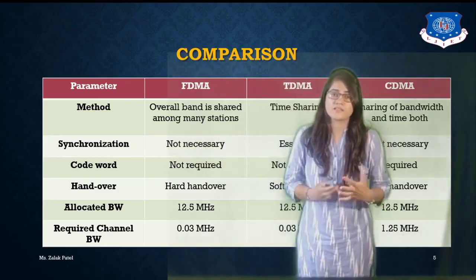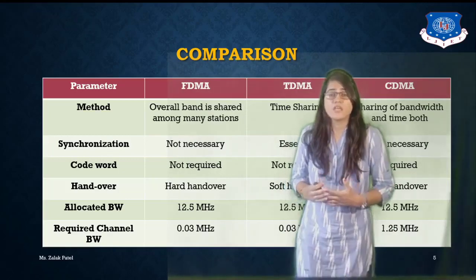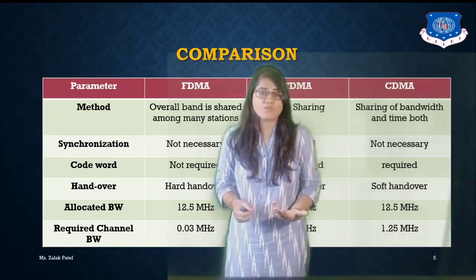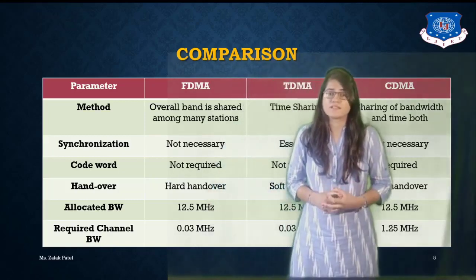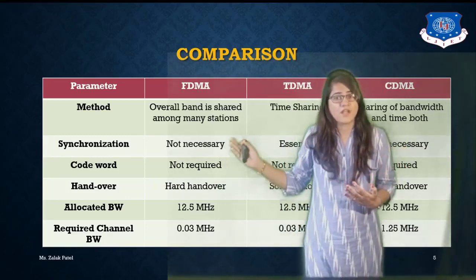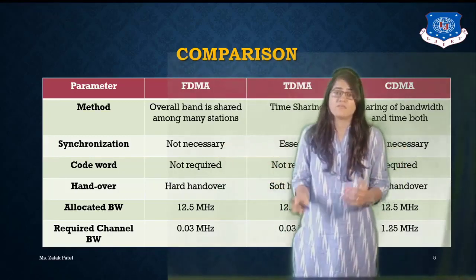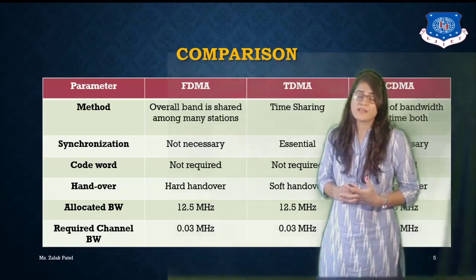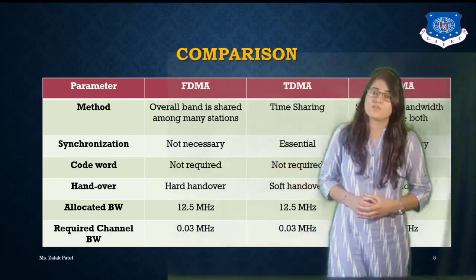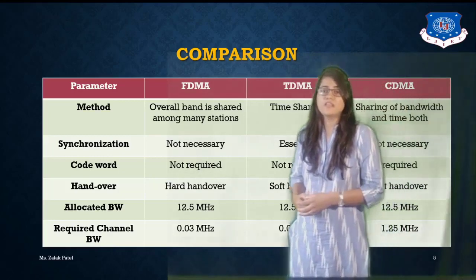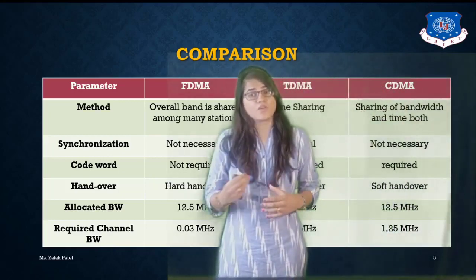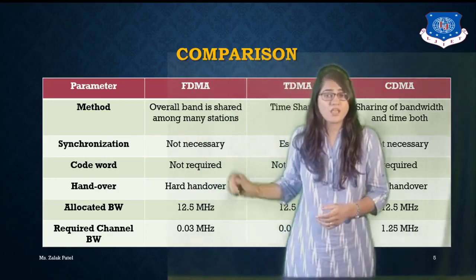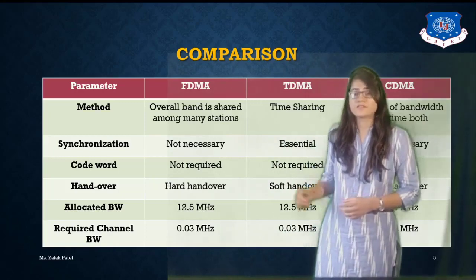Now, next parameter is about the synchronization. Synchronization is unnecessary in case of FDMA. Why? Because in case of FDMA, individual user uses the individual frequency band, and because of that, the synchronization is not necessary at the receiver end for the FDMA. In case of TDMA, because the data transmission is done in frames, the synchronization is essential. In case of CDMA, it is also not required because every time the pseudo-noise sequence is generated, and that's why the synchronization is not necessary for the case of CDMA.